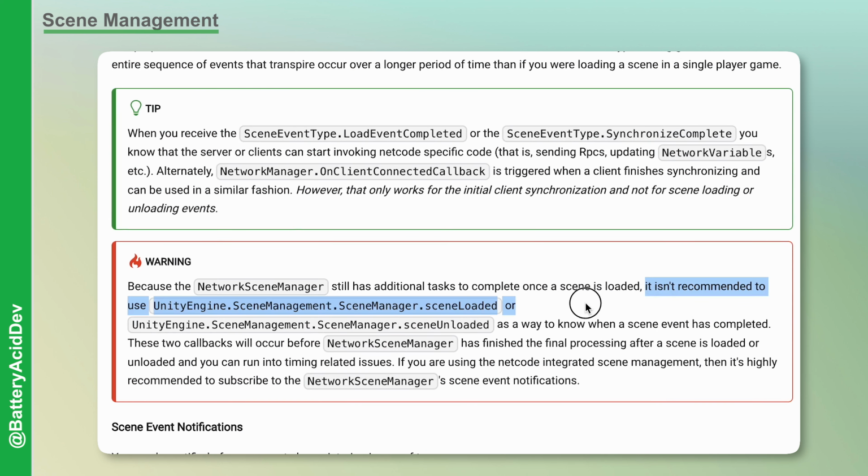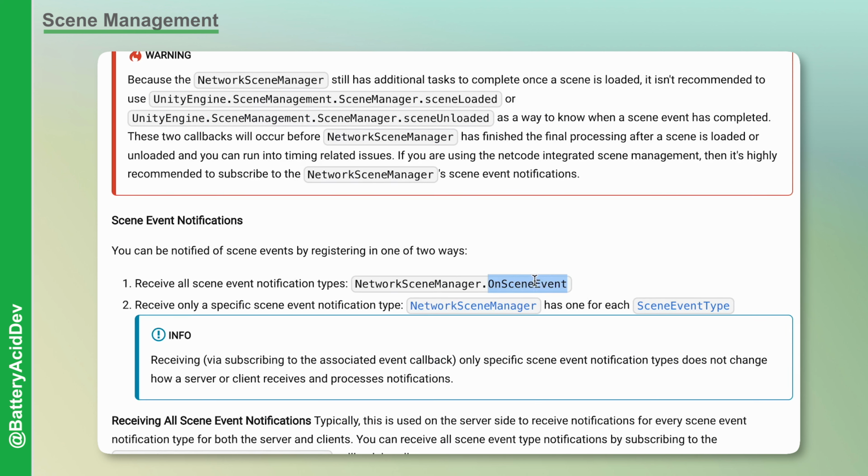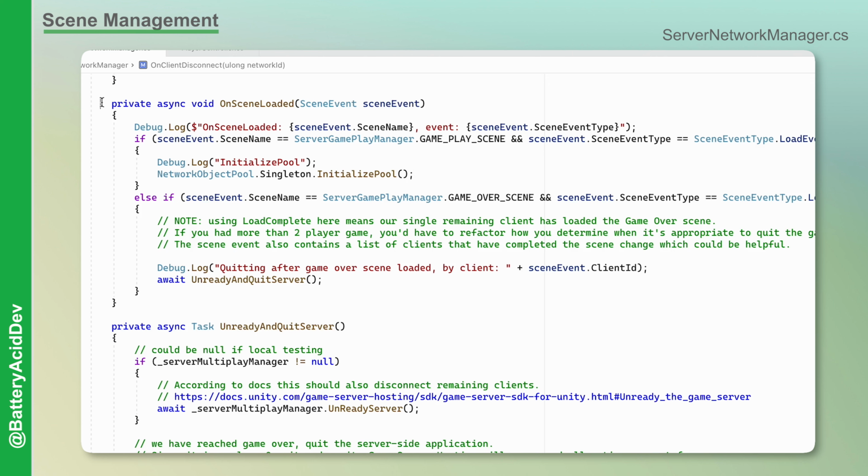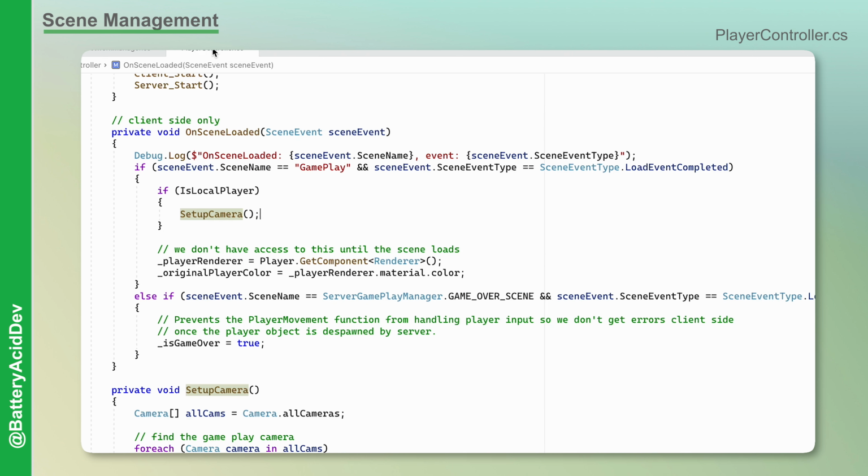It's also recommended to use Network Scene Manager over the Unity Engine Scene Management, as the latter won't give you accurate timings of the network scene transition, so stick with the on-scene event callback for network scene changes. I leveraged it in my server network manager script to initialize the pool of prefab balls when the gameplay scene loads. At the same time in my player controller, I also use that scene load event to set up the player's camera.